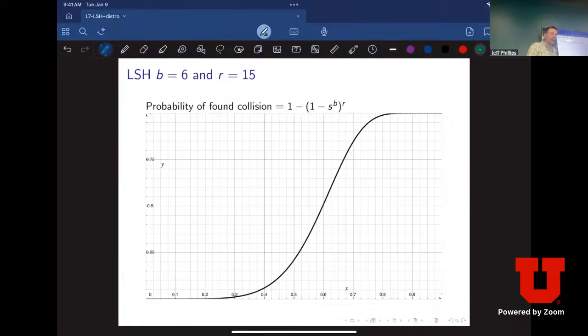Okay, again, the total number of hash functions is now 6 times 15. So I've had to use more hash functions. So this is going to be 90 hash functions instead of only 15 before. But now I have 90 hash functions, and the curve, okay, it's the similarity where the threshold is about 0.6 again, but the curve should be steeper.